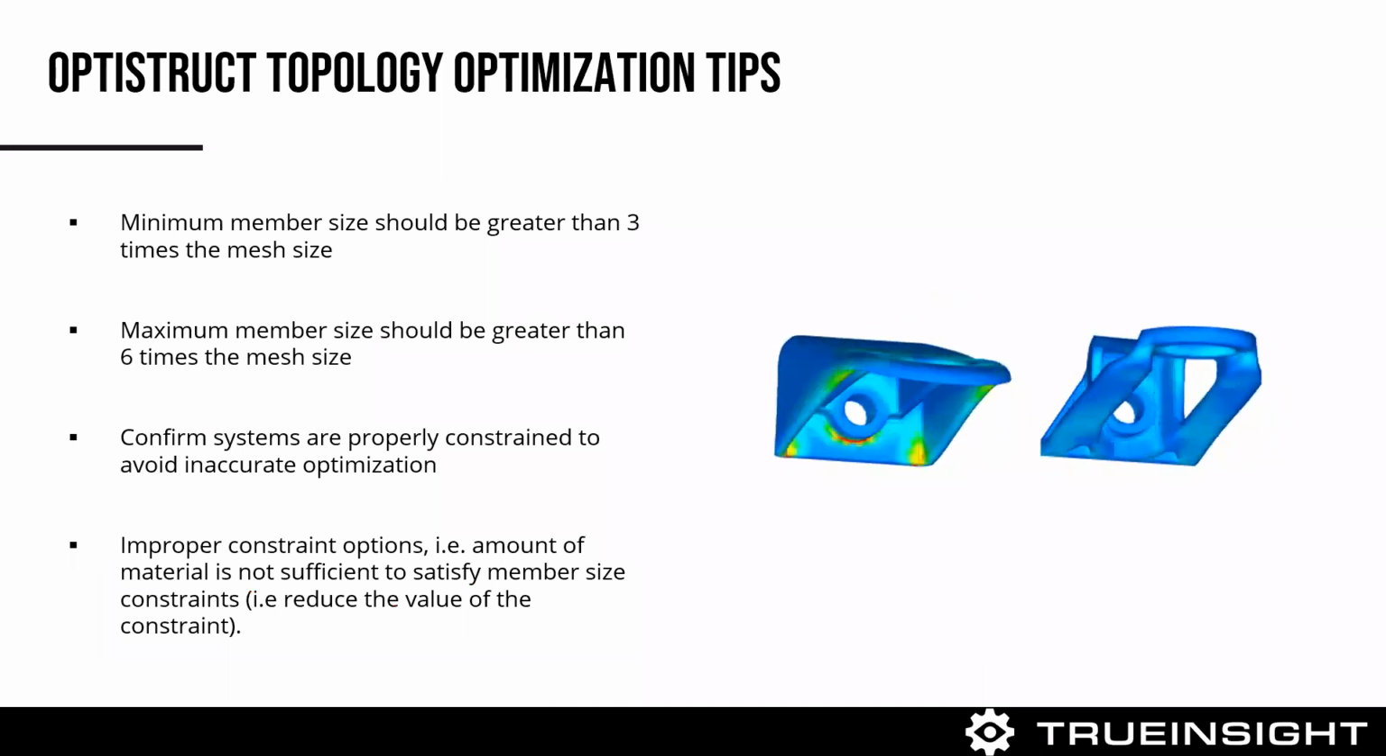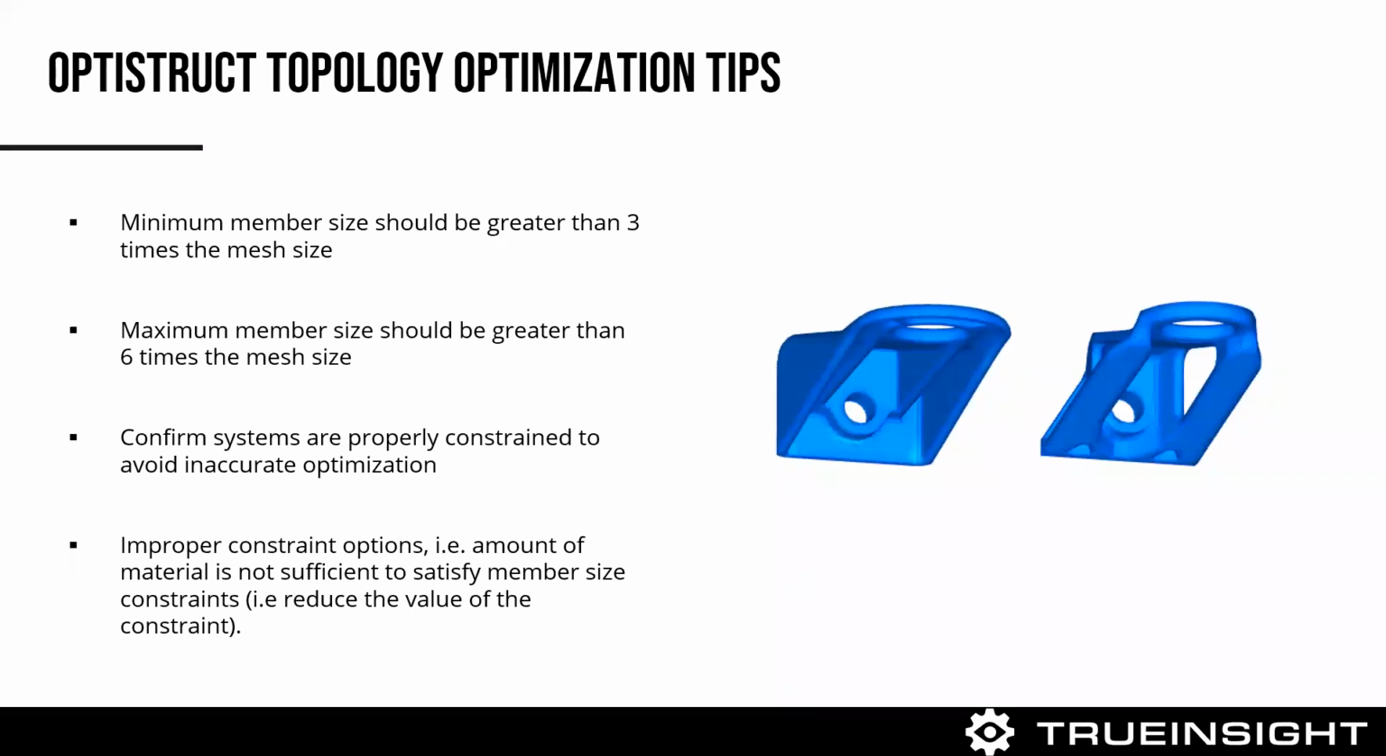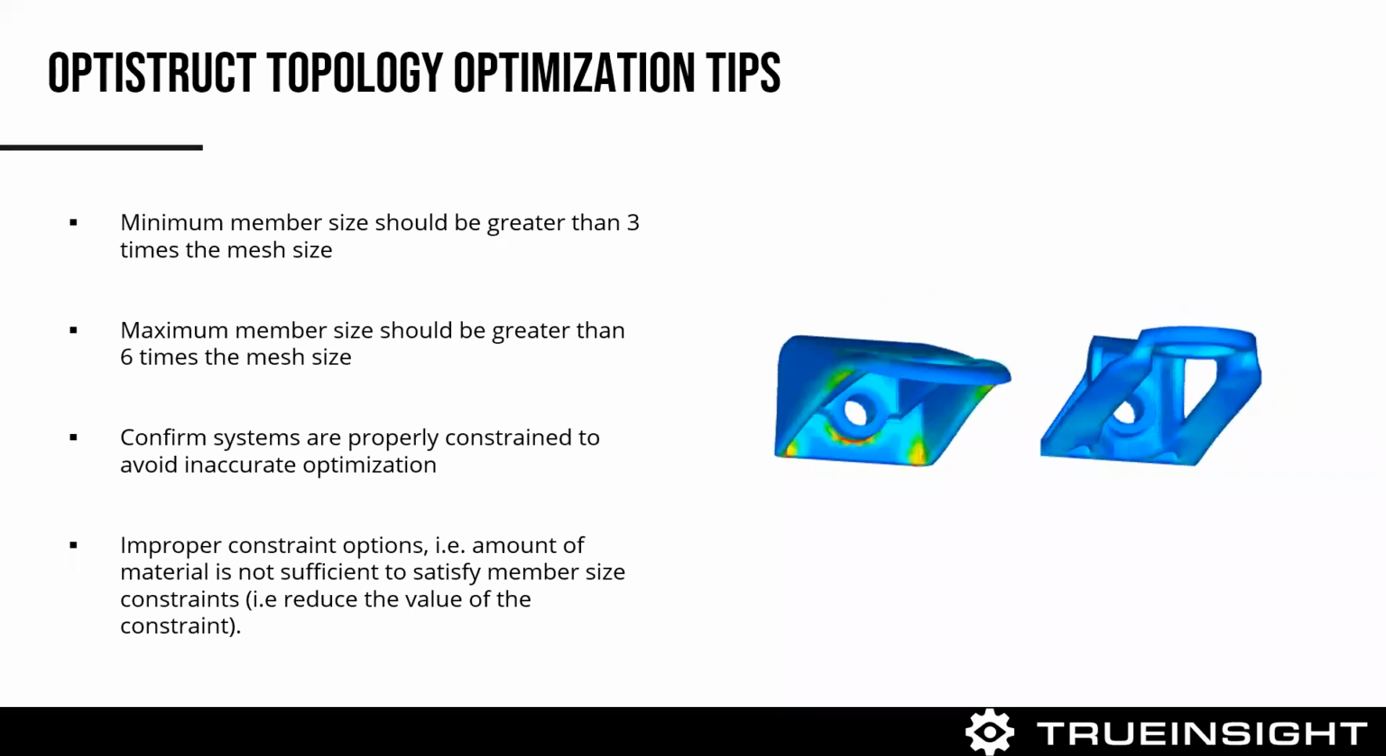At bare minimum, when I say minimum member size, that's referring to the minimum thickness that you're going to specify in topology of your walls. It should be at least 3 times greater than the mesh size. So if you have a really coarse mesh size and this isn't working, that's an indicator to you that you need to make your mesh density a lot finer.